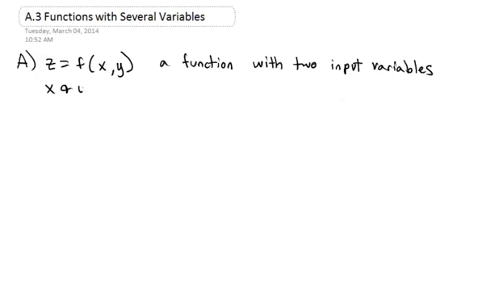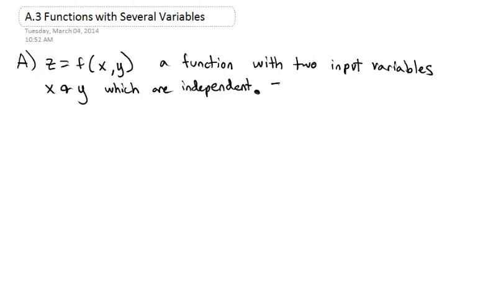X and y are part of the domain, and these are independent variables. In other words, whatever x is has no effect on what y is. Whatever y is has no effect on what x is. They can be whatever they want.